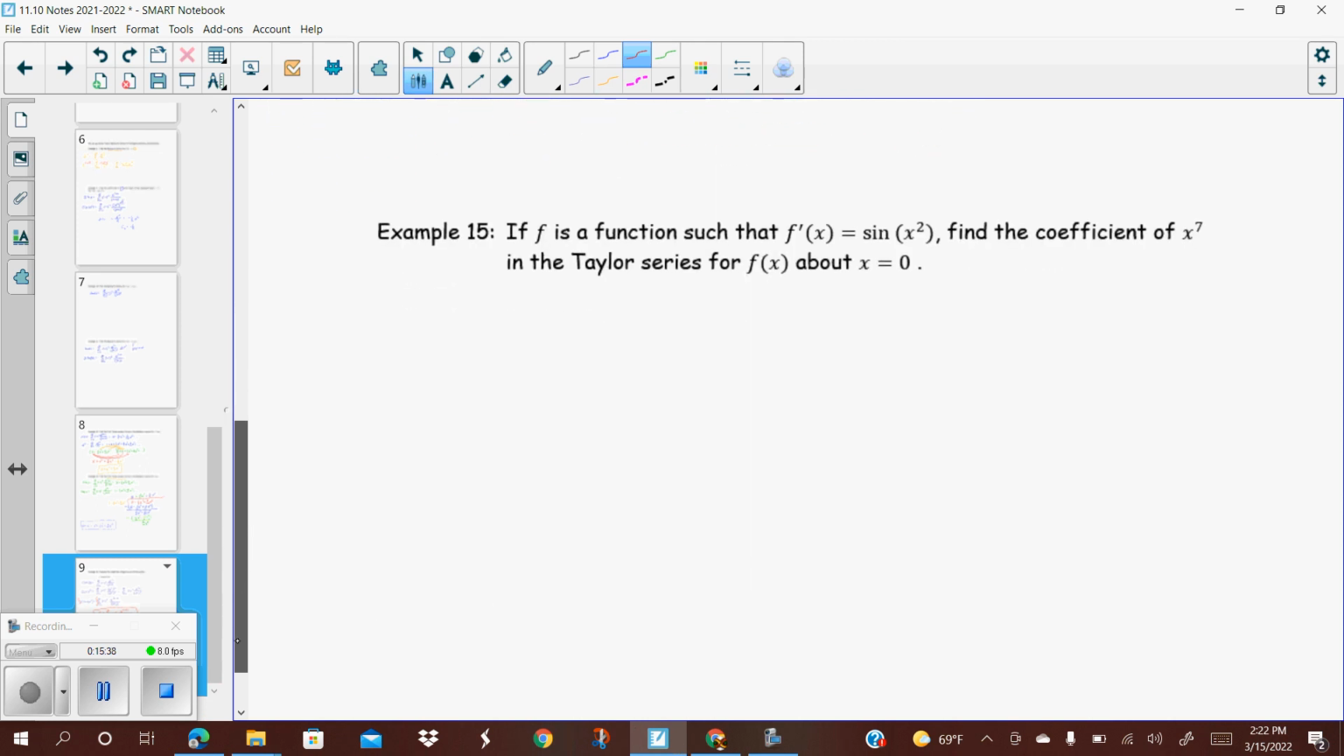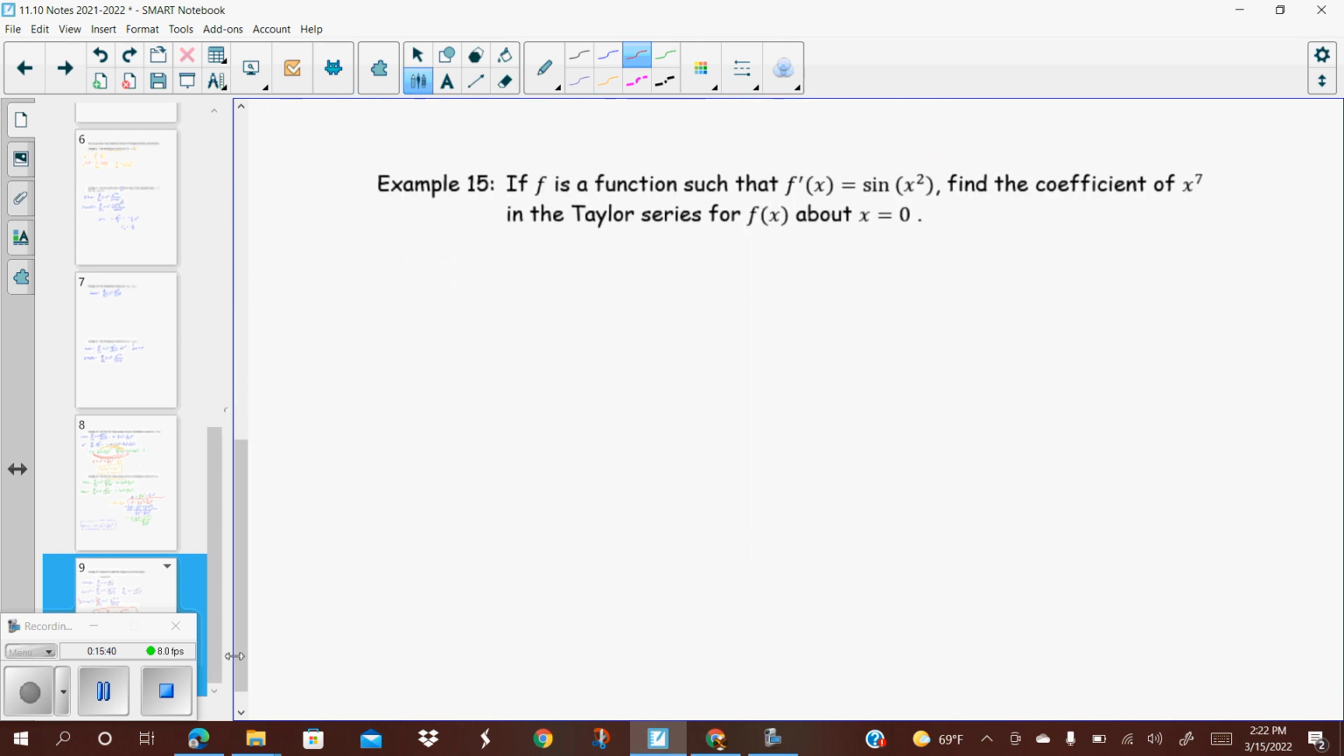Okay, one more. If f is a function such that its derivative, f prime of x, is sine of x squared, find the coefficient of x to the 7th in the Taylor series for f of x about x equals 0. Okay, so again, it's going to be a Maclaurin series. But notice it's saying find the coefficient of the x to the 7th term in the Taylor series for f of x, not for f prime. They gave us f prime, but we can start with that.